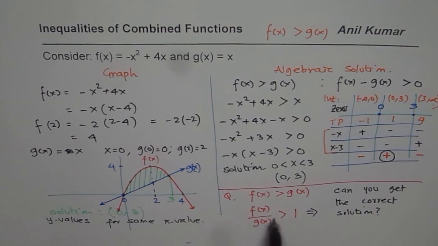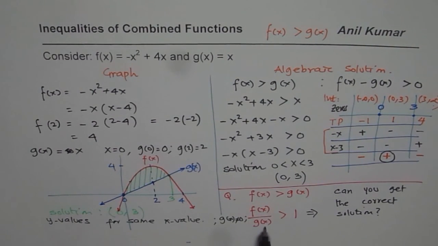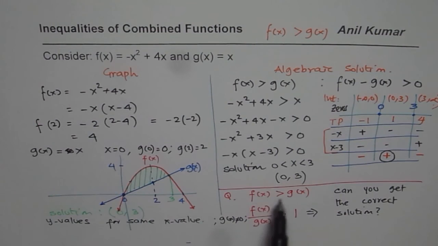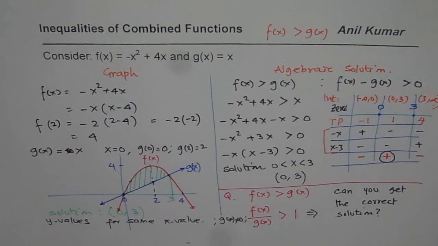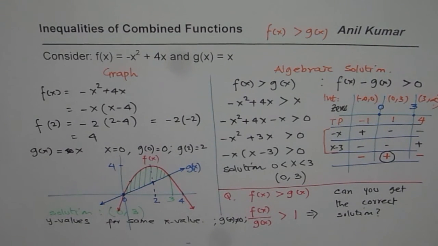Of course, in this particular case, you will notice that g of x should not be equal to 0, right? That is important because it's in the denominator. Perfect. So that value could be tested separately. But in general, if f of x is greater than g of x, can I solve f of x divided by g of x greater than 1 and get the same solution? That is the question for you. I hope that will give you some challenge to answer.